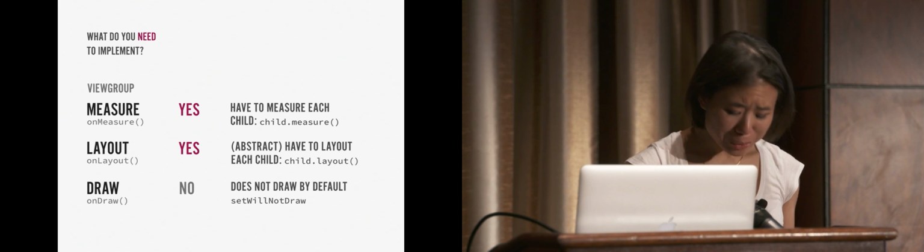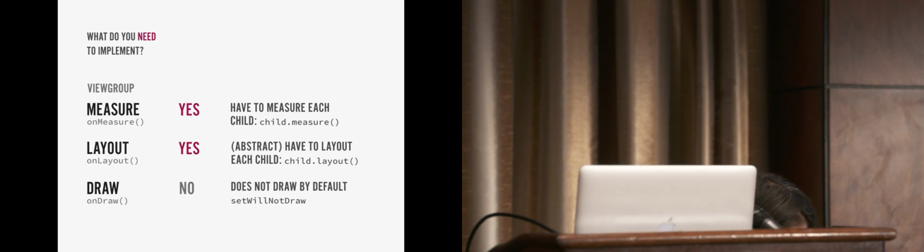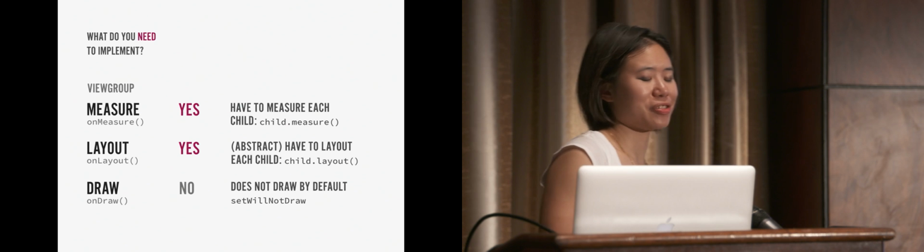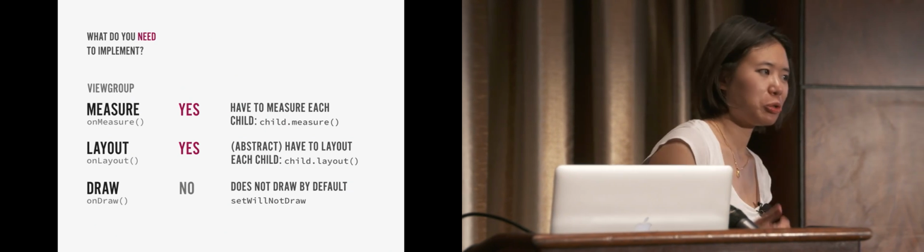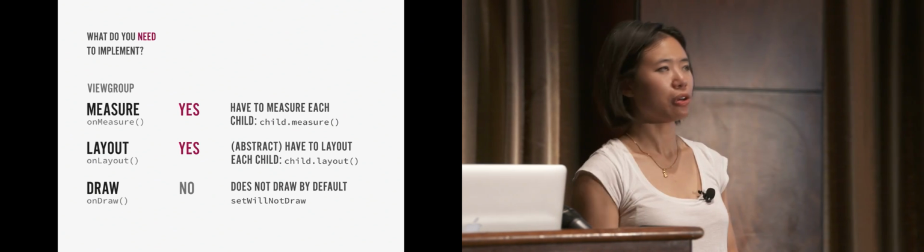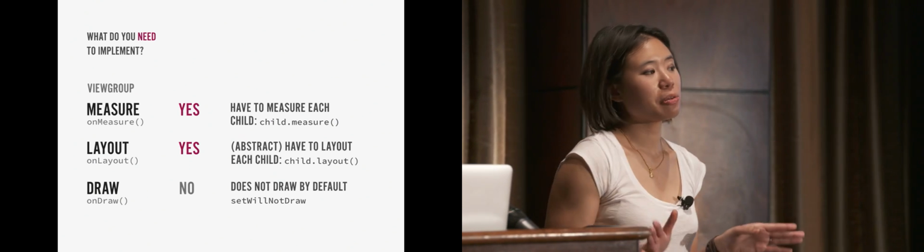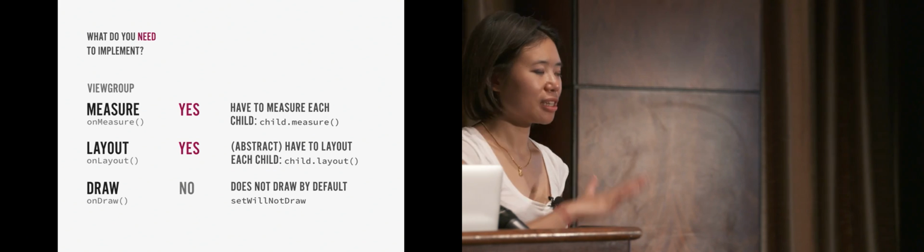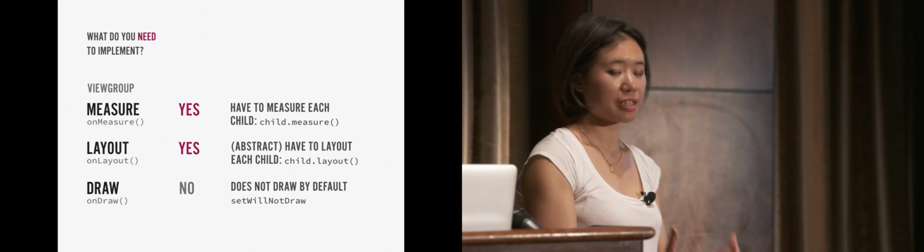So view groups are views as well, but when you're implementing a custom view group, it works a little bit differently. That's because the view group has children, whereas the flat custom view could be selfish, it only had to worry about itself. A custom view group has to worry about its children. That's the whole point of the view group: grouping and placement.